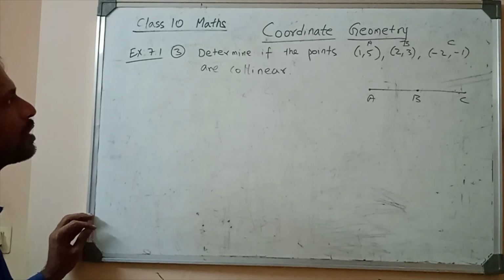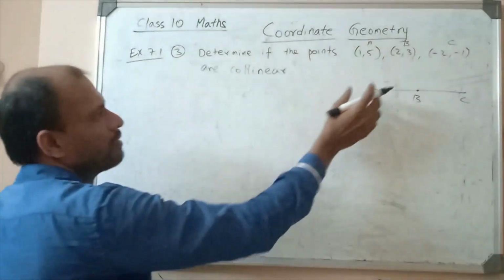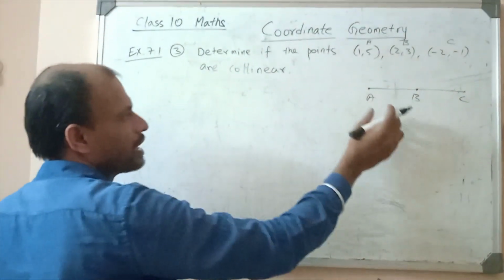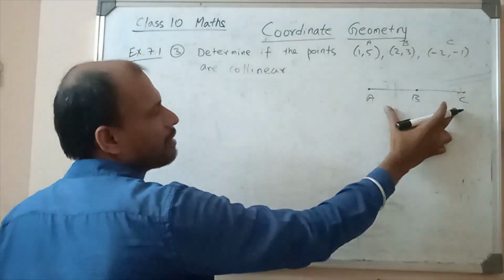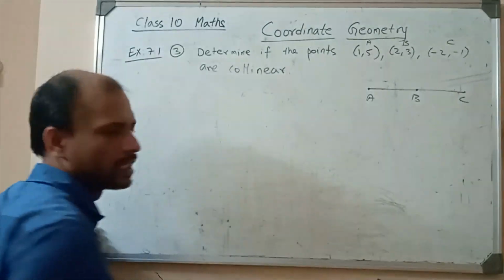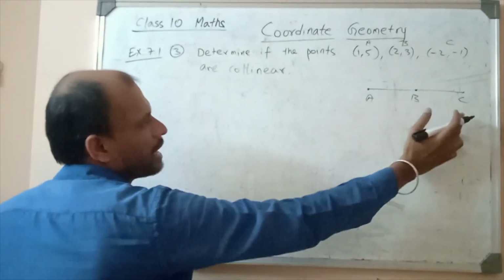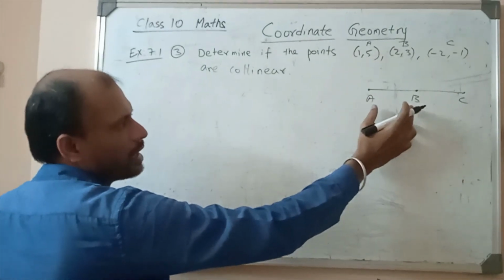So we have to check using the distance formula only whether these 3 points are collinear or not. Suppose they are collinear, then AC will be equal to AB plus BC. Like that you will get. So the distance between A and C will be equal to AB plus BC.